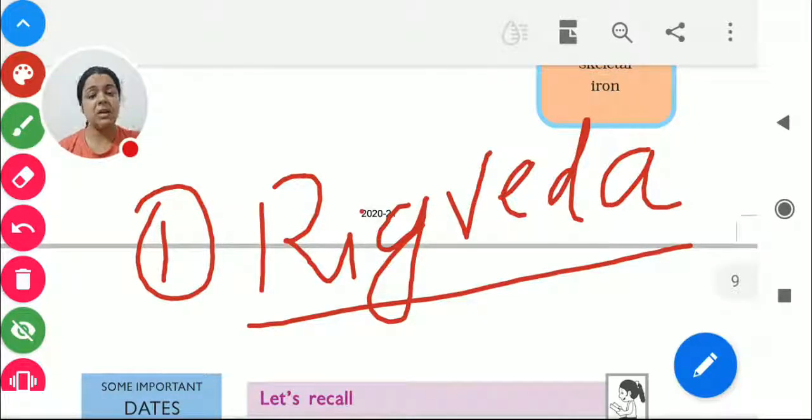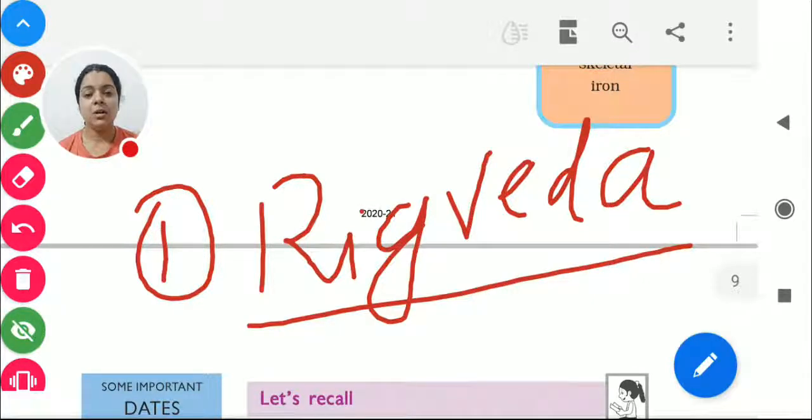We discussed in the previous session also what the Rig Veda is. It's a manuscript, the earliest writing material available. Second, it was written in Vedic Sanskrit. Don't write just Sanskrit, it will be wrong. It was written in Vedic Sanskrit. Then we got to know that it has other things also, for example hymns.